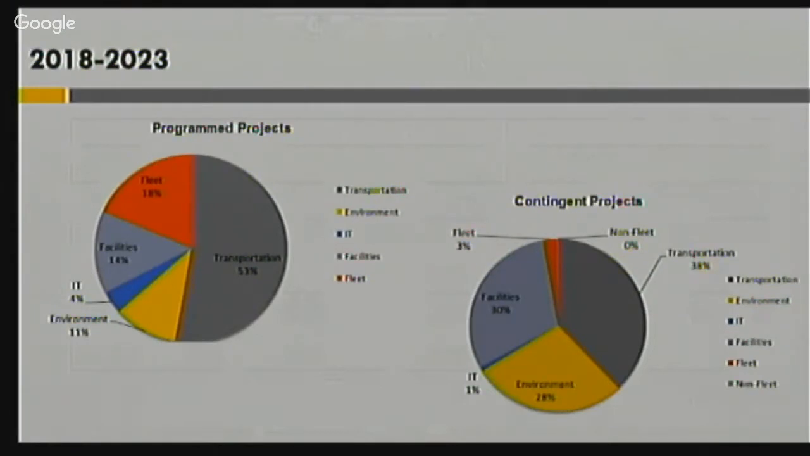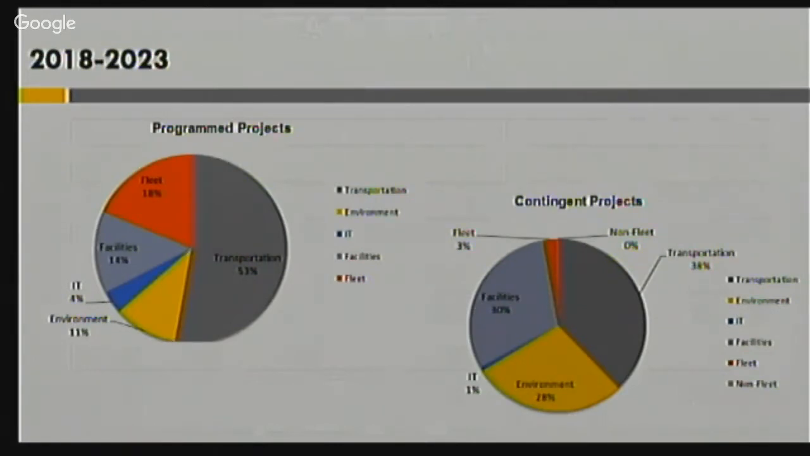Here you can see in a graph form our program projects. You can see facilities is at 14%. Last year, this graph had facilities at 31% of the project's program. So you can see we've gotten a lot of projects completed for facilities.